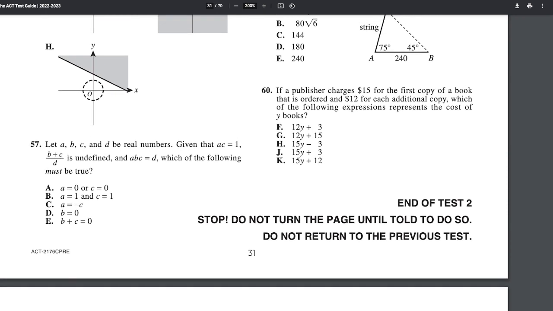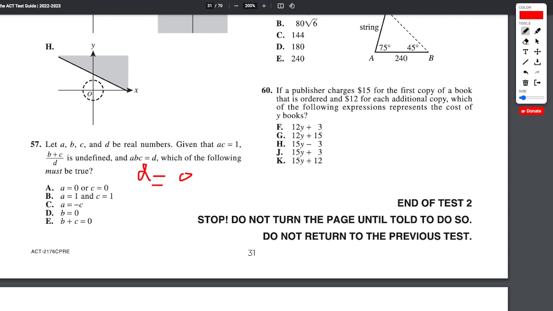57. We're almost done, y'all. Yay. Okay. So this one says, let A, B, C, and D be real numbers. Given that AC equals 1, B plus C over D is undefined, and A, B, C equals D, which of the following must be true? So for this one, well, we know D equals 0. Okay, which must be true. And if D equals 0, and we know AC equals 1, then B has to be 0. This doesn't make sense. This doesn't have to be necessarily true. This doesn't have to be true. It's this one.